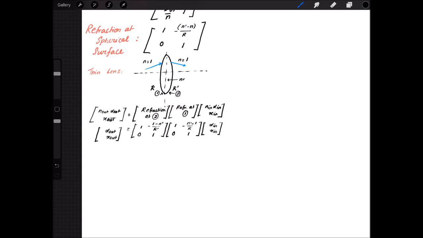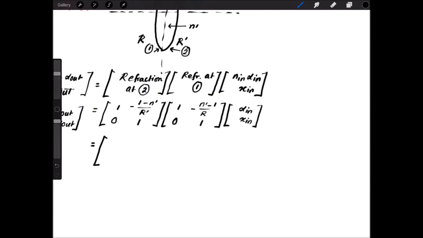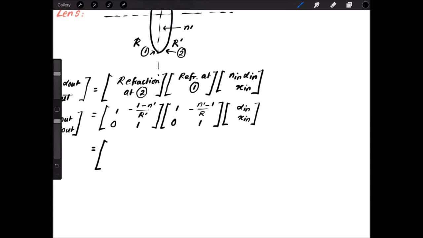Okay, let's do the matrix multiplication. So we have 1 times 1, that's 1, plus this term, 1 minus n prime over r prime negative, times 0, that's 0. So 1 plus 0 equals 1.